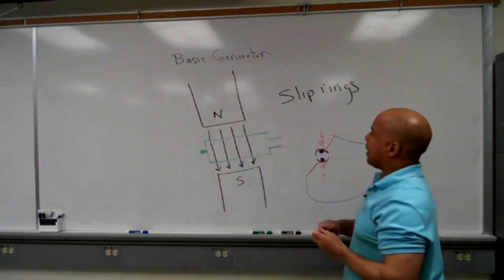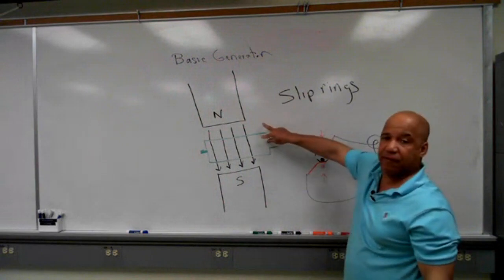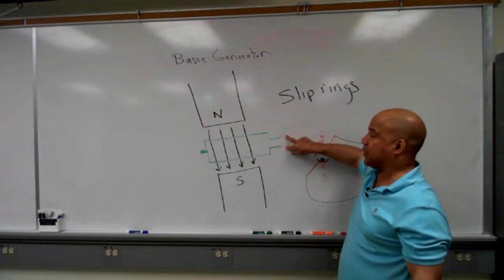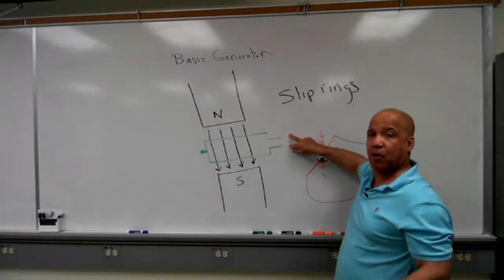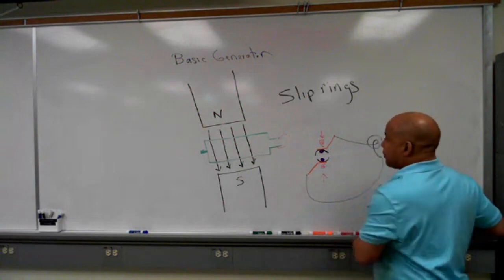Based on Faraday's law, I have a coil moving inside of a magnetic field. It's going to induce or create a voltage, and that voltage is going to vary back and forth. It's going to cause a current to alternate back and forth, and I'll show you a picture of what that looks like in just a second.